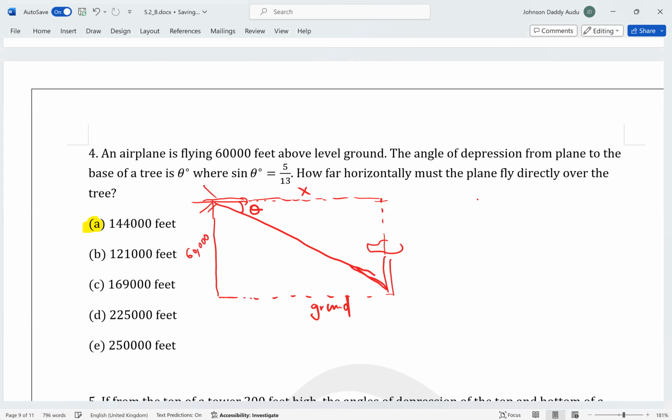And here you are given that sine theta is equal to 5 over 13. So one way to solve this is simply, we can use this theta. This is our angle here. So there's going to be another right angle here, call it theta here. So since this is 60,000 feet, the distance from here also to this will be 60,000 feet.